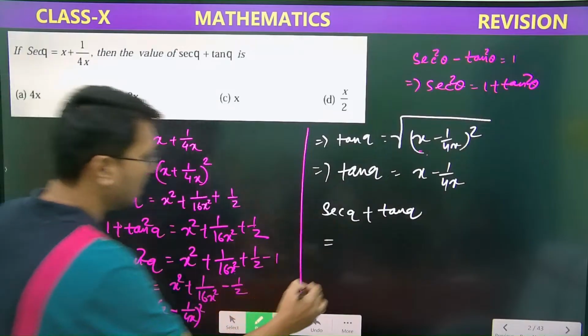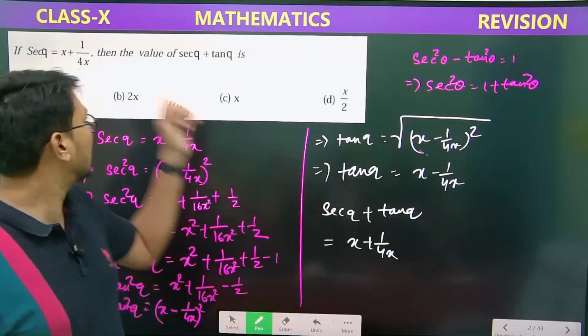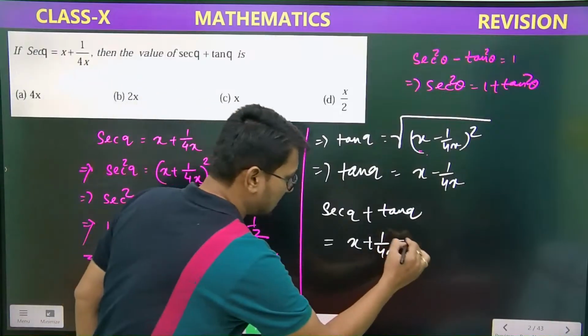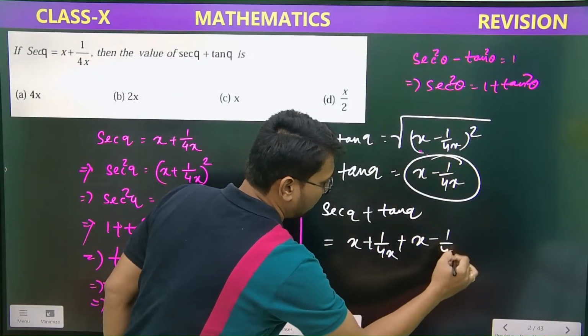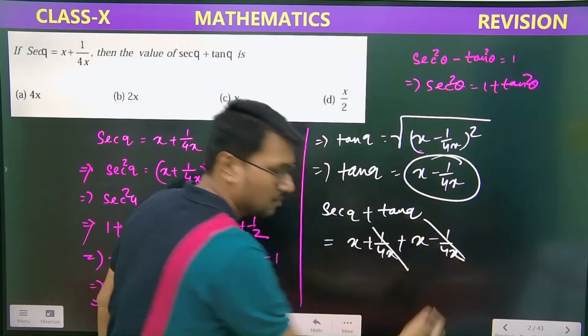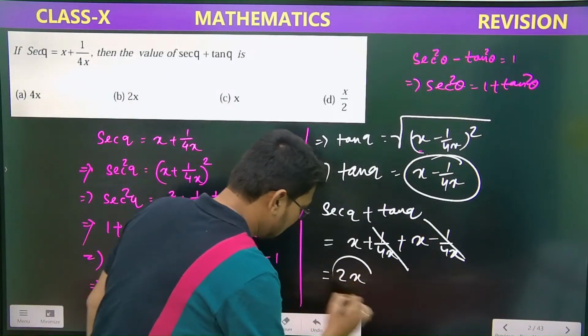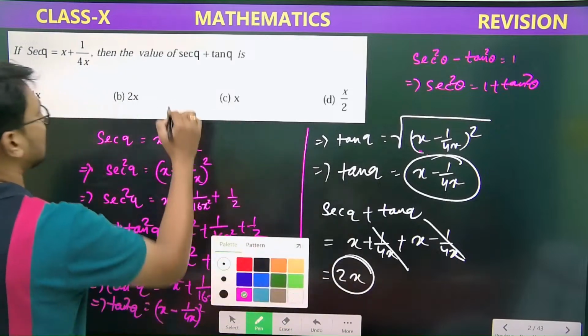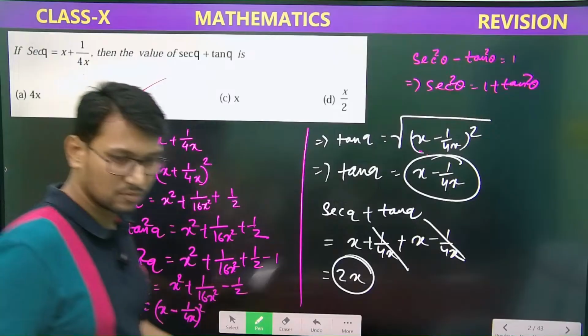What is the sec q value? X plus 1 by 4x. Sec q value I have replaced, plus the tan q value, what is it, children? X minus 1 by 4x. 1 by 4x minus 1 by 4x cancelled. What is left? 2x. So the answer is 2x. Clear? Come on, solve it.